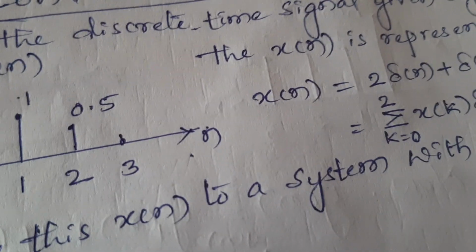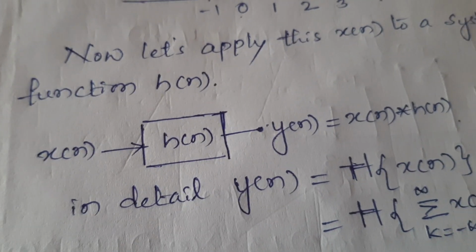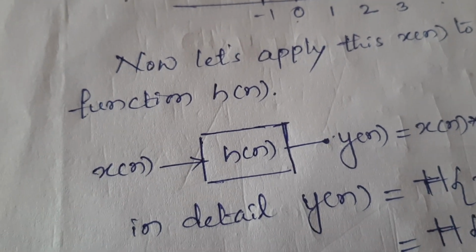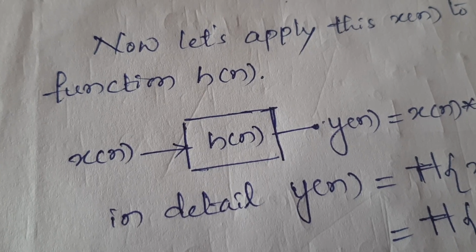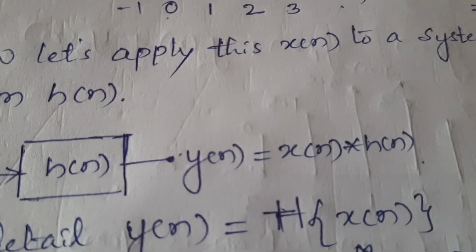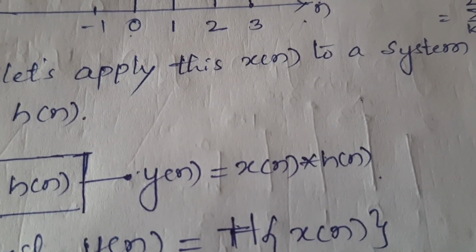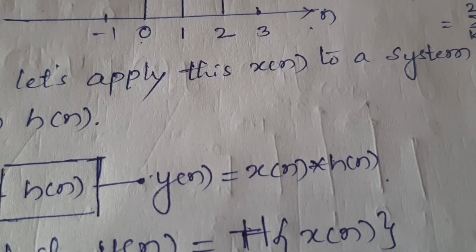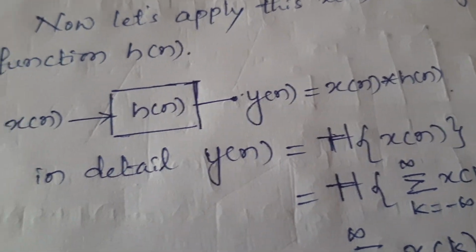Now, what is convolution? In convolution, we consider a signal x of n applied to some block. Let's say the transfer function of that block is equal to h of n. Then the output y of n is equal to x of n star h of n. The star is nothing but the convolution operation. So let's learn it in detail.